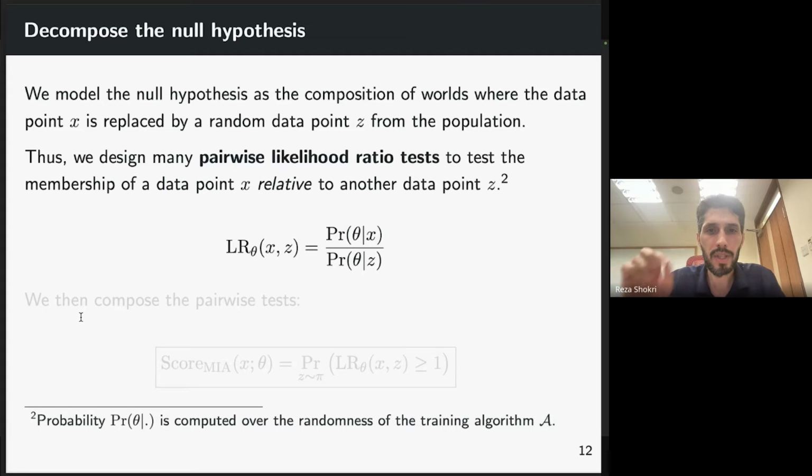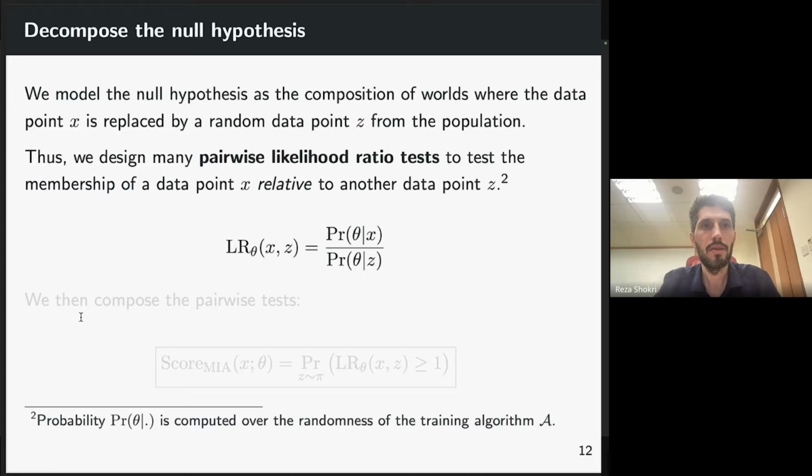Here, the probability of theta given X is computed over the randomness of the algorithm. And this is essentially, P of theta given data D is essentially what we optimize when we want to train a model or learn some statistical model.